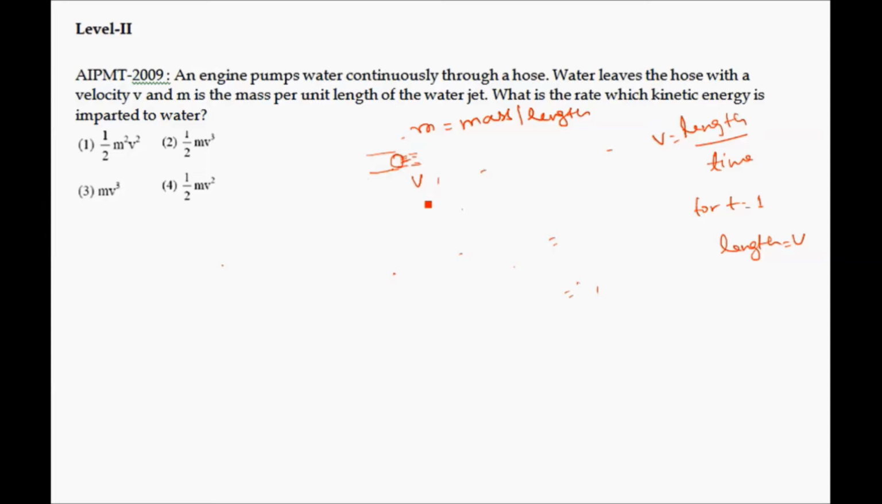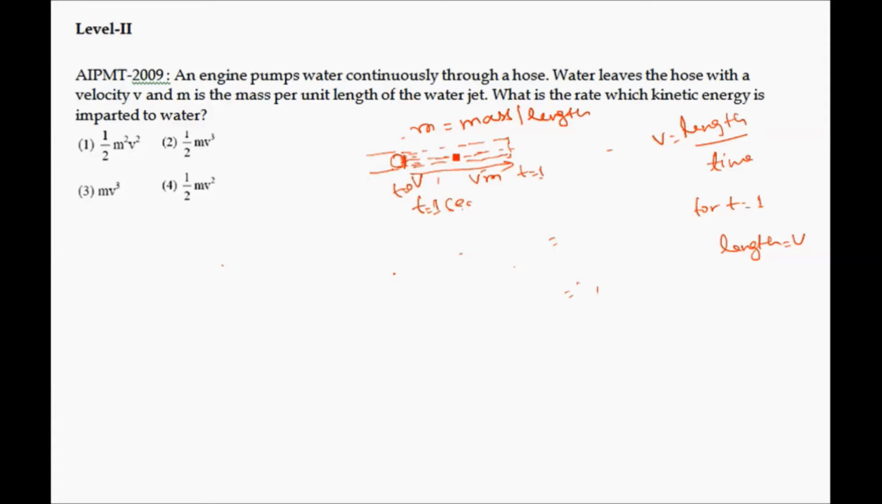It means in 1 second the water moves through a distance equal to v. So suppose at the start of 1 second water was there, and we just consider the water which was close to the starting point of the hose. The same water has reached a distance equal to v meter in time t is equal to 1 second. So I just write here t is equal to 0, write here t is equal to 1, and the water has traveled a distance equal to v meter.